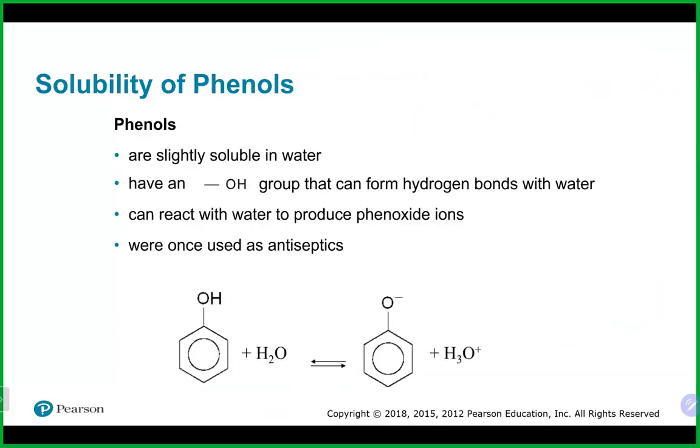Phenols, which again, as we talked about, are benzene rings that have the OH group on it, are slightly soluble in water. Because they have that benzene ring, it doesn't help out a lot with solubility. But you will get more of an acid-base reaction in this case, where this is going to donate the H plus over to the water, like our Bronsted-Lowry definition that we talked about with acids and bases. That's going to happen here, and you'll get basically some H3O plus.